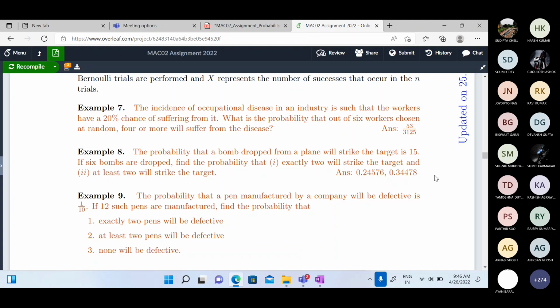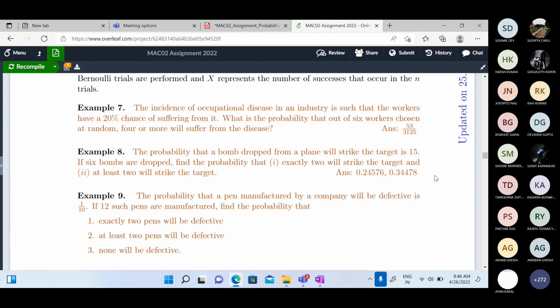How do you solve? So here you see, the probability of success is 20%. That means 1 by 5. And the probability of failure is 4 by 5. Exactly. That part is very good. N is equal to 6, P equal to 1 by 5. We have to do binomial distribution. Exactly, that's correct. So let me just repeat what you have said.